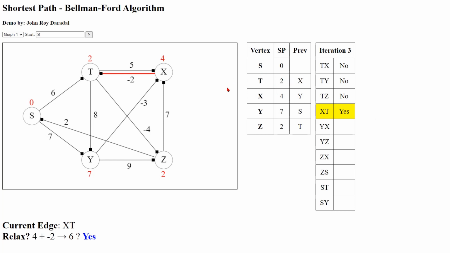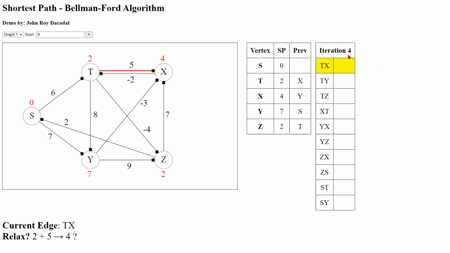Now after that, yx, 7 minus 3, it's still 4. So keep it as is. Yz, no, skip. Zx, 9, not better than 4, so skip. Zs, skip. St, skip. Sy, skip. Same thing. But we had at least one relaxation, which is Xt here. So we'll still continue to the next round, which is iteration number 4.